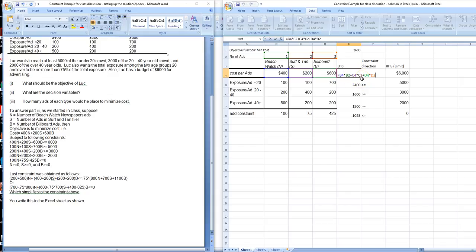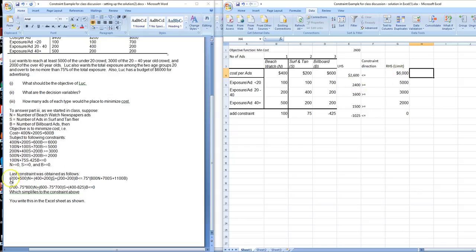Or you could have written sum product. And this total has to be less than or equal to the limit, which is your right hand side, that is 6,000. That's what we saw in the description, and that is this constraint that you have. So 400N plus 200S plus 600B, which is 2,600, has to be less than or equal to 6,000.